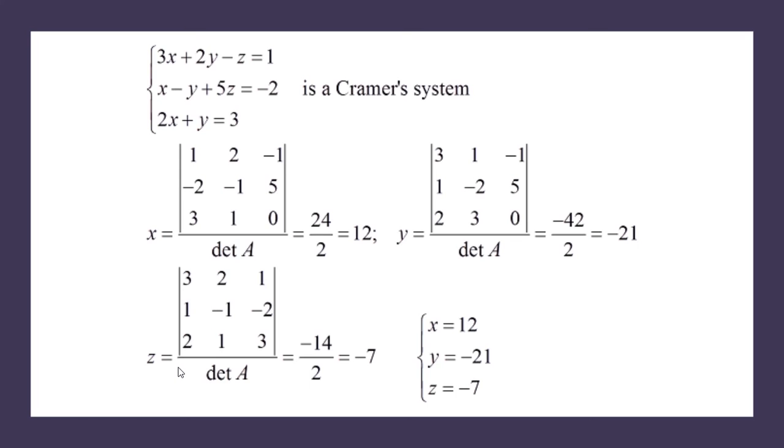Now we want to find the value of z. To find the value of z, in the first column you will write the coefficients of x, and in the second column you will write the coefficients of y. In the third column you will write the matrix B, which is 1, minus 2 and 3. After finding the determinant of this matrix, we will get minus 14, and the determinant of A is 2. So minus 14 over 2 is equal to minus 7.